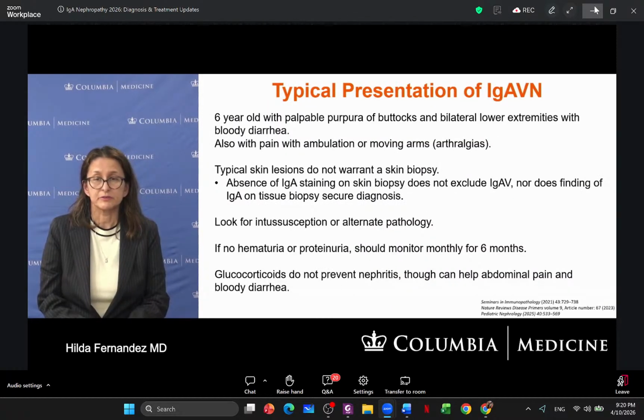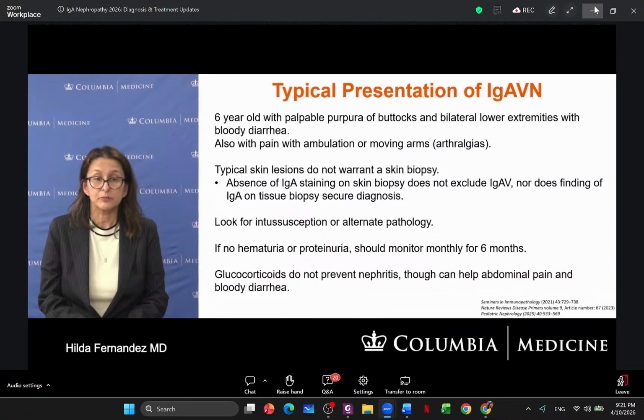The typical presentation of IgA vasculitis with nephritis, very, very common, is a 6-year-old with a palpable purpura of the buttocks and bilateral lower extremities with bloody diarrhea, also with pain with ambulation or moving their arms. Typical lesions do not warrant a skin biopsy. Absence of IgA on skin biopsy does not exclude IgA vasculitis, nor does finding IgA on tissue biopsy secure the diagnosis. If you have a high index of suspicion, there's no reason to do a biopsy. Be mindful that there might be an alternative diagnosis, looking for intussusception or alternate pathology in patients that present with rash and abdominal pain.